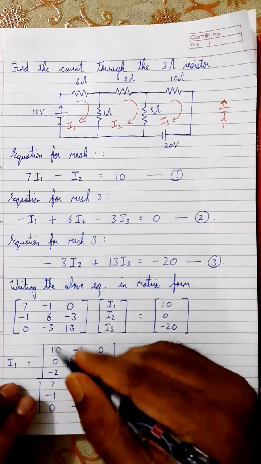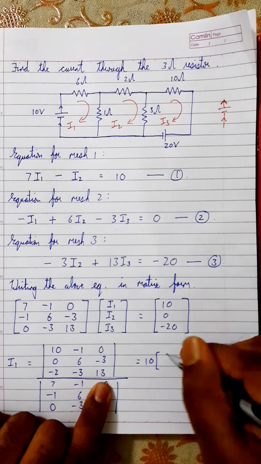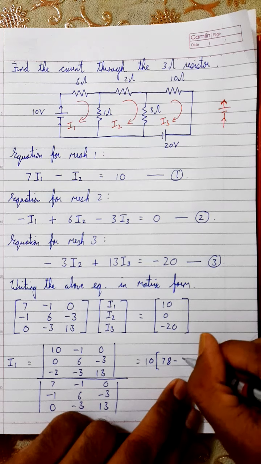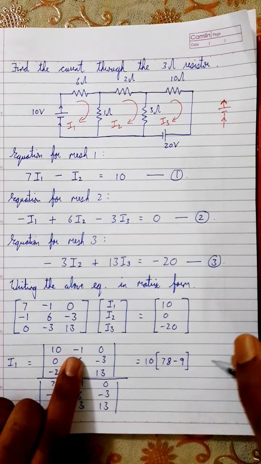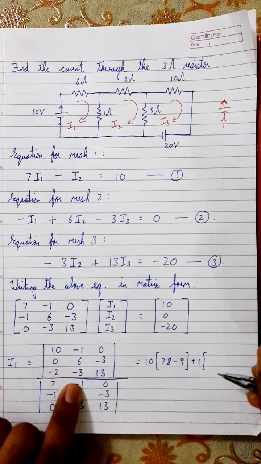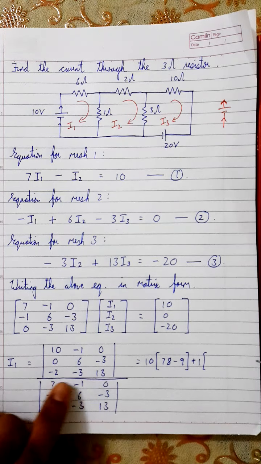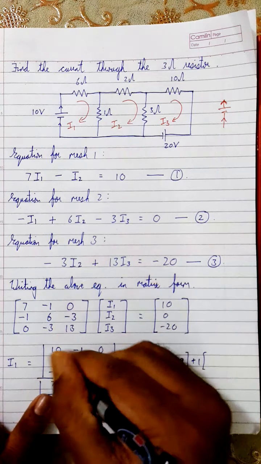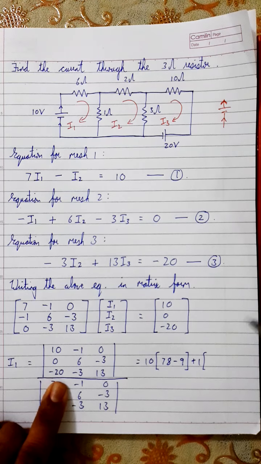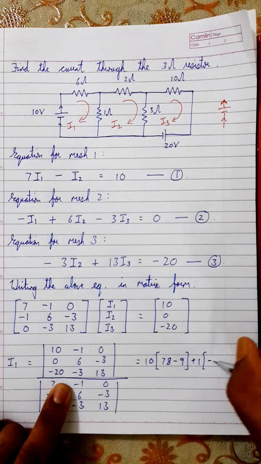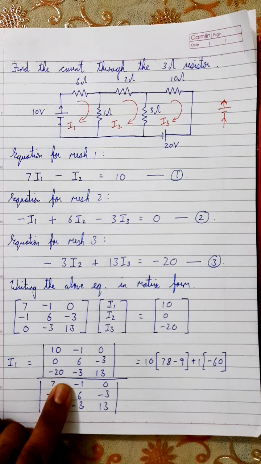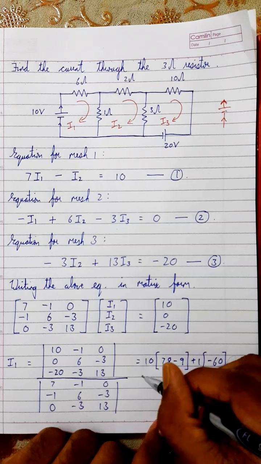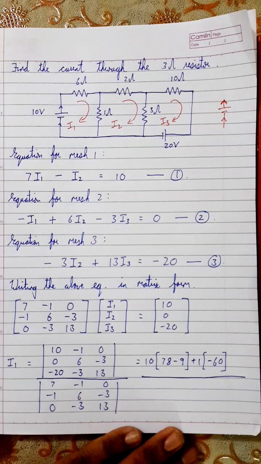So what is the value of the numerator? 10 into, okay, 6 into 13 is 78, and this is 9, so it will become minus 9. Minus of minus is plus 1 into 0 into 13 is 0, and this will become 6, so it will become minus 6, right? It's minus 20 over here. So it will become minus 60. Okay. And there is no use of finding the value over here. So therefore, this is the numerator.